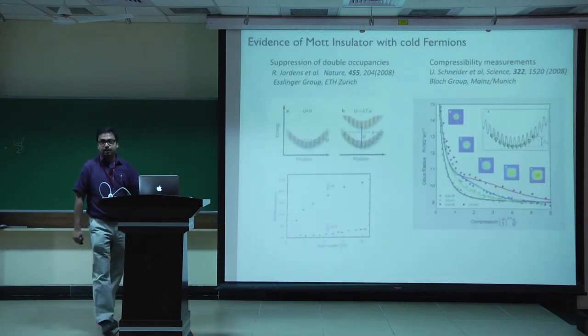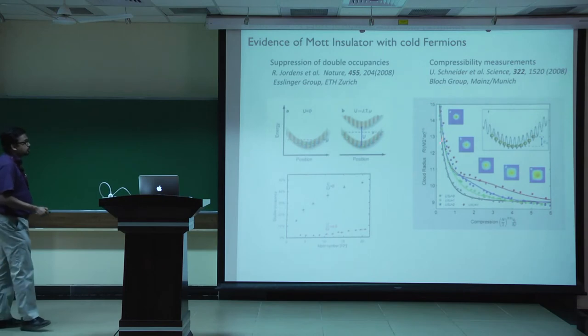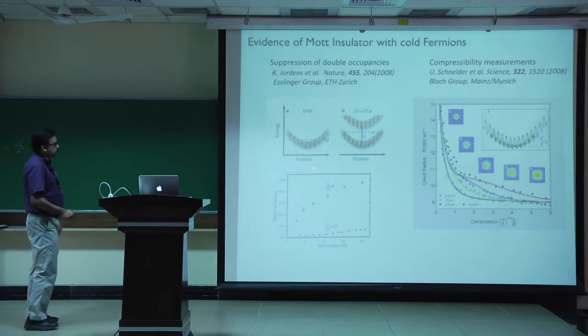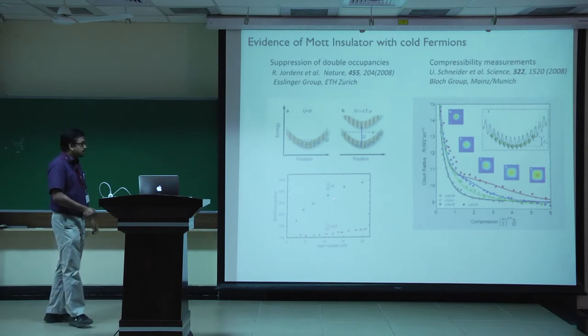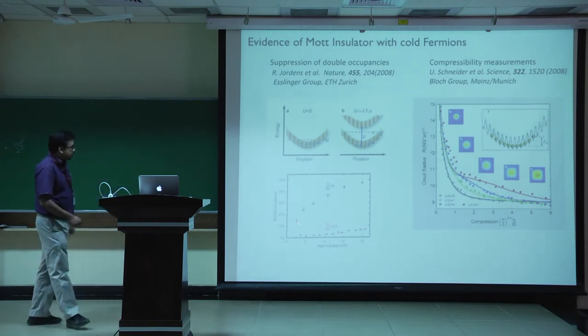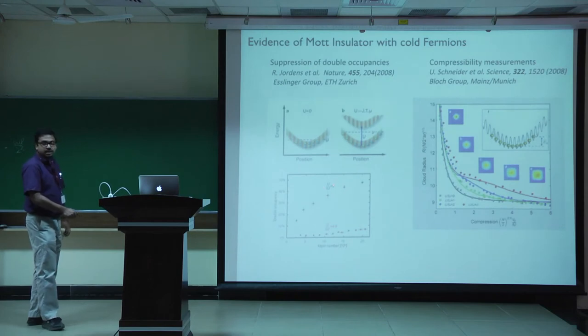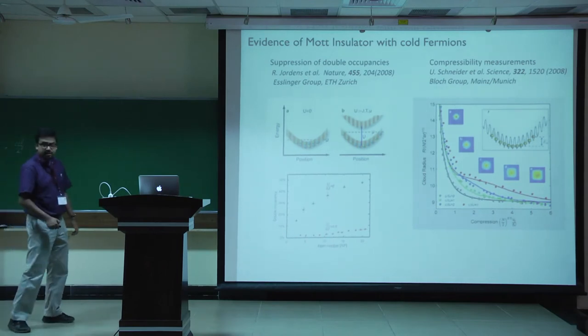Now, this has been seen in experiments. These are two experiments, one from Tilman Esslinger's group and one from Immanuel Bloch's group. What Esslinger is doing is simply adding more and more atoms to a system which has a Hubbard model. And he can, in some way which I'm not going to mention in detail, measure how many double occupancies he has. If you are at U over 6J equal to 0, that's a non-interacting system. What he sees is that as he increases the atom number, the number of double occupancies also increases. That's what you would expect.